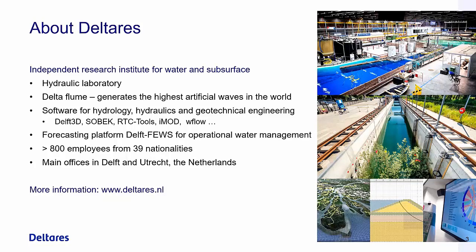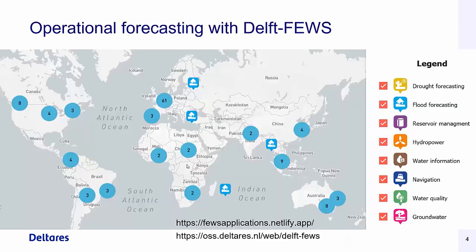But Deltares is also known for software for hydrology, hydraulics and geotechnical engineering. For example, Delft3D, SOBEK, RTC Tools, the software we will work with today, iMOD for groundwater modeling, wflow, hydrological modeling. And also you might know the forecasting platform software, Delft-FEWS for operational water management. About 800, a bit more, employees from 39 nationalities work at Deltares, and we have main offices in Delft and Utrecht in the Netherlands.